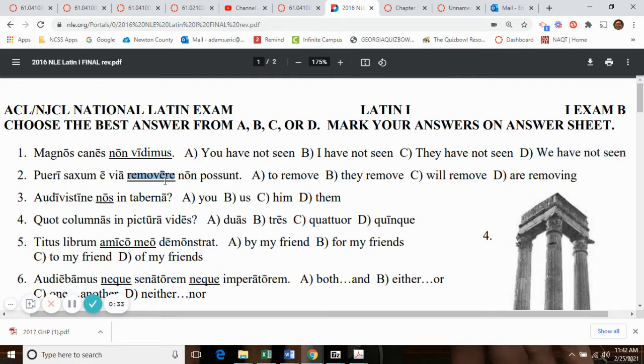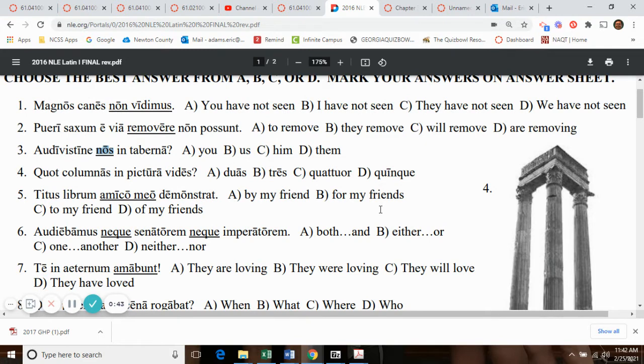Number 2, removere. That is the infinitive to remove. Should have been an easy one there. Nos. Nos, remember, means we or us. And very often the National Latin Exam will idiot-proof it and not offer you those options. And so you know that it is going to be letter B, us, for this one. Quot, we've seen this word before on previous NLEs. It means how many, like quota. So how many columns do you see in the picture? Unus, duo, tres. Tres is your answer there.